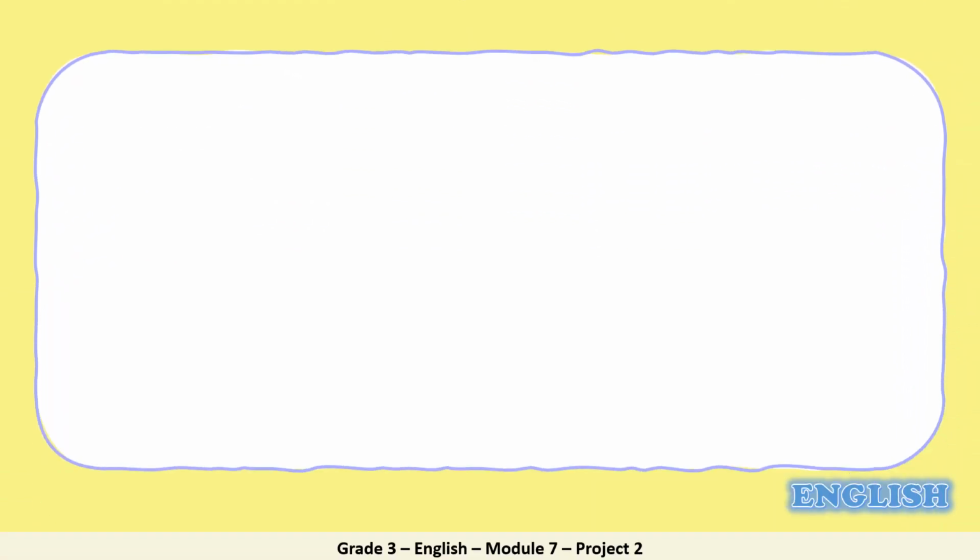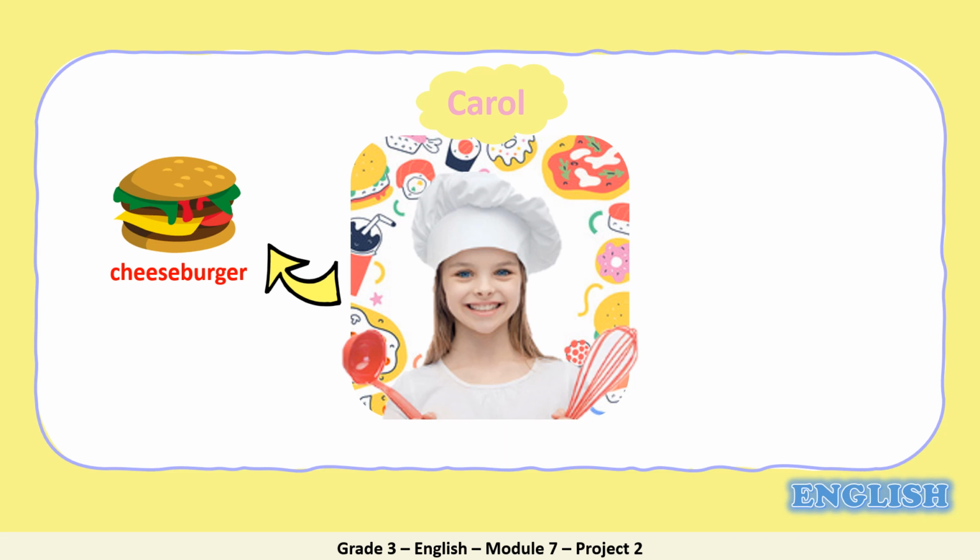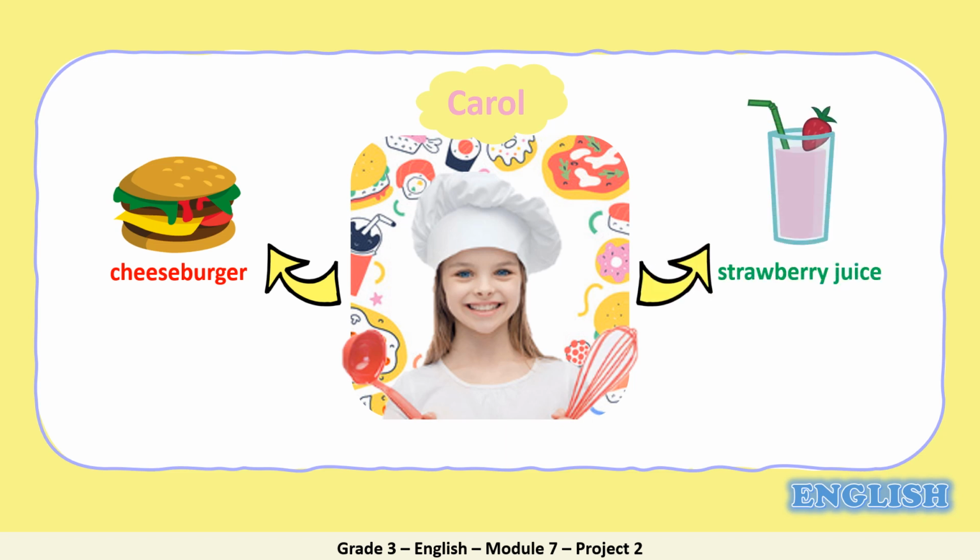For those of you who watched yesterday's lesson and those who didn't, let's refresh our memory quickly. This is Carol. Her favorite food is... What is it? You tell me. Yes, it's cheeseburgers, and her favorite drink is strawberry juice. No? What is it then? Yes, it's orange juice. Excellent.